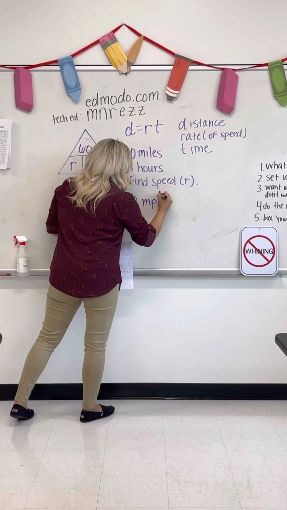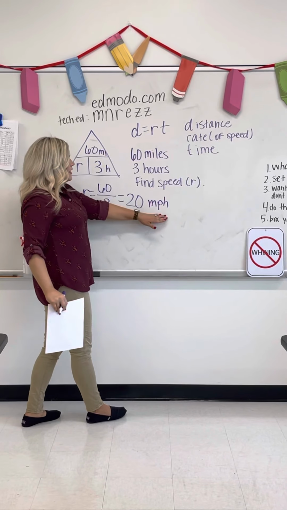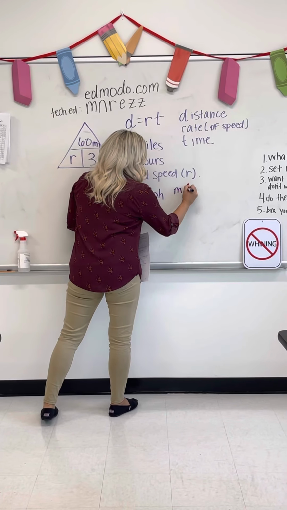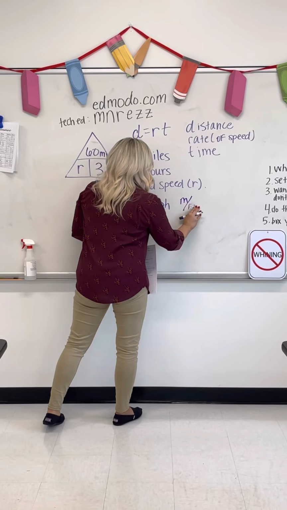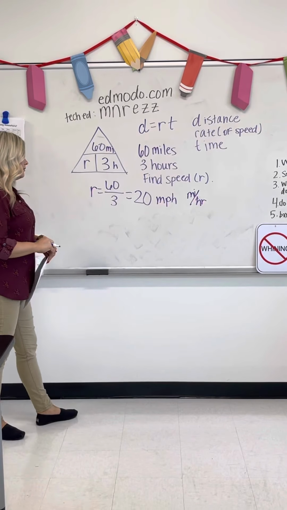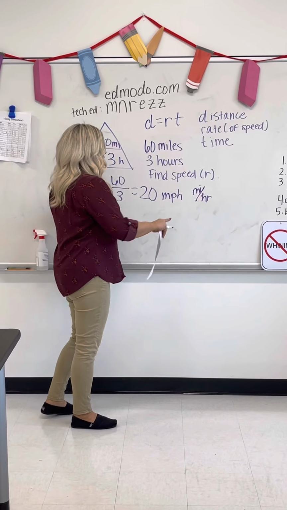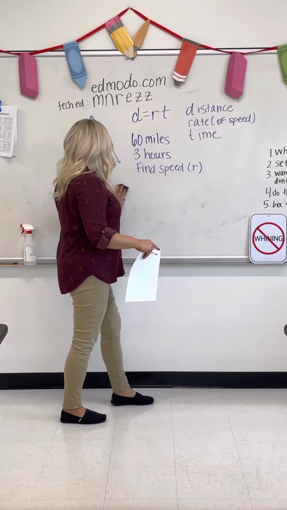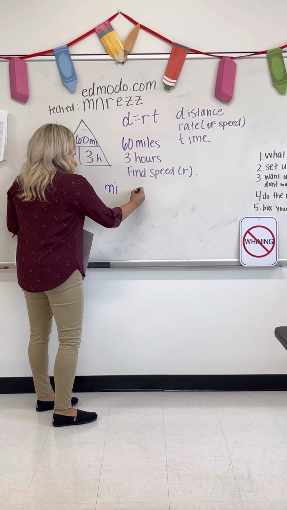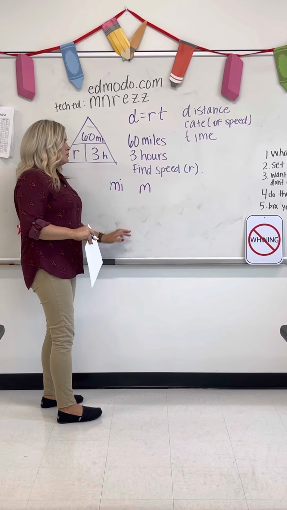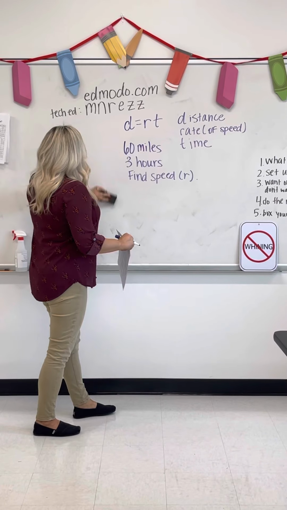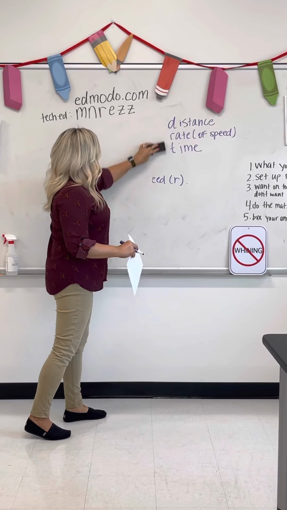Miles per hour. We write it this way conventionally in the United States, but you could also write it like this: miles over hours, miles per hour. It gets confusing with this. Whenever we abbreviate miles, we need to abbreviate it MI, because if we just put M, it's going to look like it means meters, since those are both measurements of distance. All right, that was number 1.